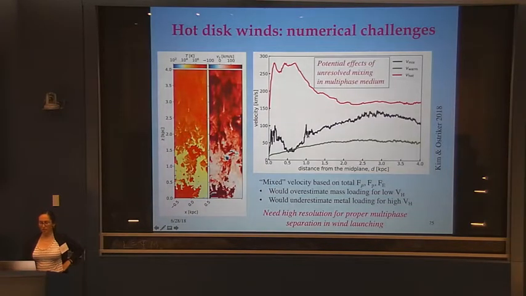So this is the velocity of hot gas in this simulation, and that's the velocity of warm gas. If you take the total fluxes of density, momentum, and energy, and you add the fluxes of those, and then you ask what's the velocity of the mixed medium, the velocity here would be in the middle.